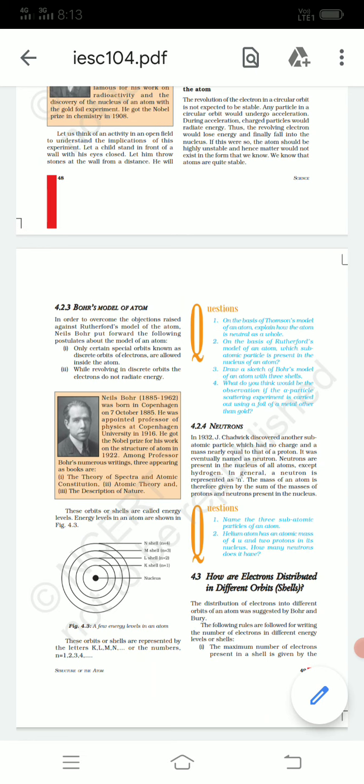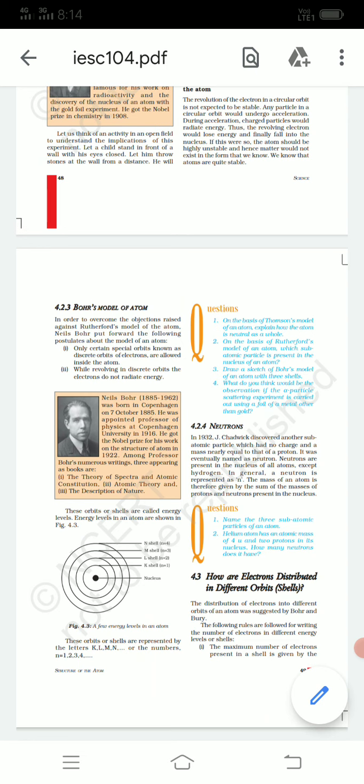So, for overcoming that limitation, Bohr came. Niels Bohr gave us these postulates. He said that only certain discrete special orbits are possible for the electrons. Each electron occupies its own discrete orbit inside the atom. And when an electron revolves in its discrete orbit, it neither loses nor gains energy. It does not radiate any energy while moving in a particular orbit.